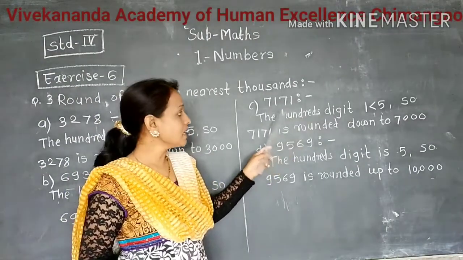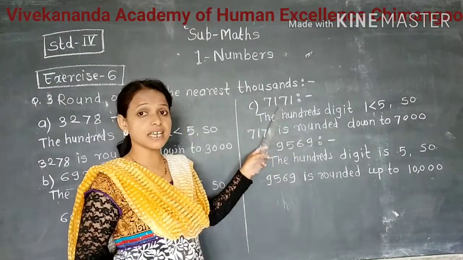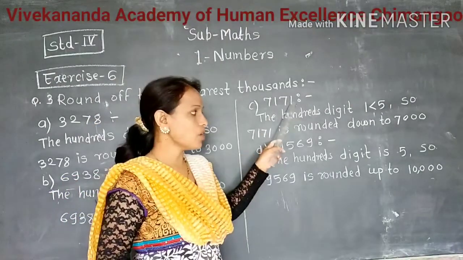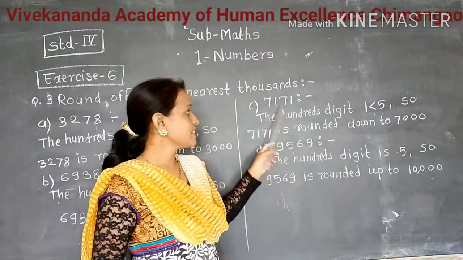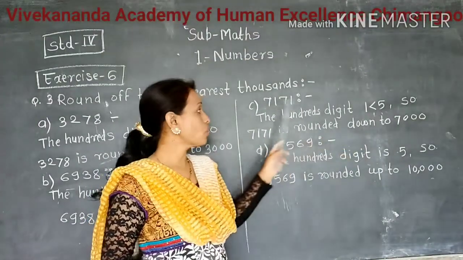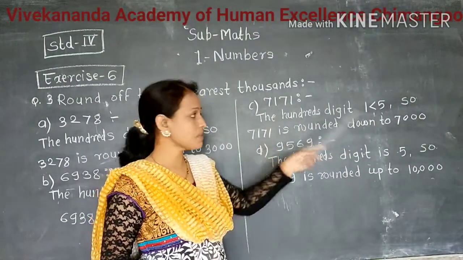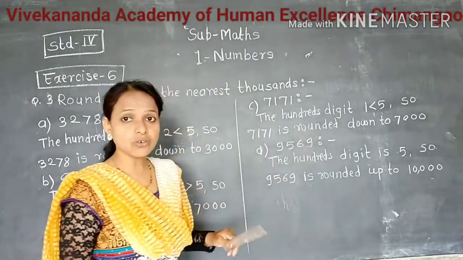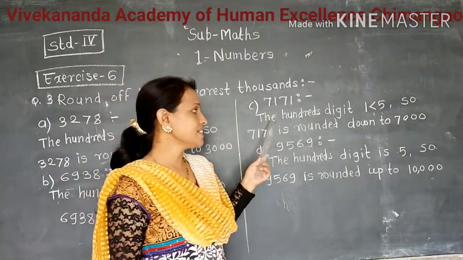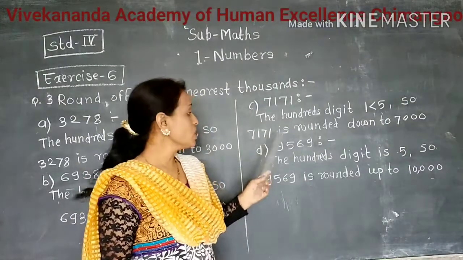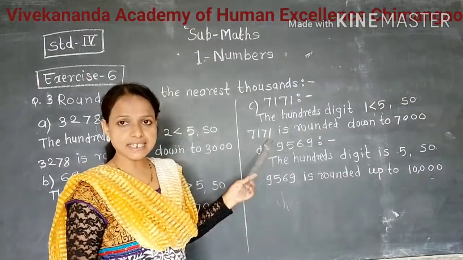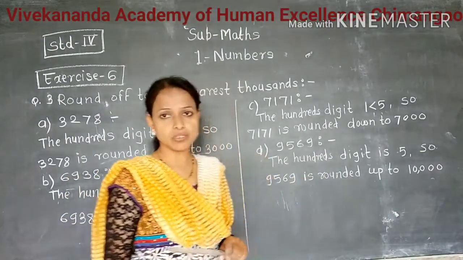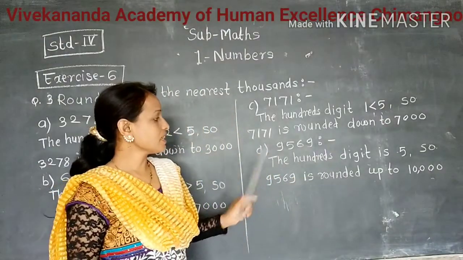Next number, 7,171. Here the hundreds digit is 1, which is less than 5. So the ones digit 1 is replaced by 0. Tens digit 7 replaced by 0. Hundreds digit 1 replaced by 0. And the remaining keep the same, so 7 as it is. So the answer: the hundreds digit 1 is less than 5, so 7,171 is rounded down to 7,000.